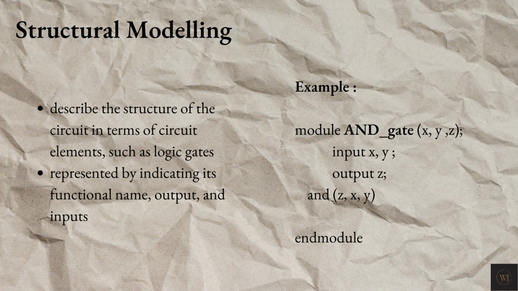Structural modeling describes the structure of the circuit in terms of circuit elements, such as logic gates. A gate is represented by indicating its functional name, output, and inputs. For example, a two-input AND gate, with output Z and inputs X and Y, is denoted as and(Z, X, Y).